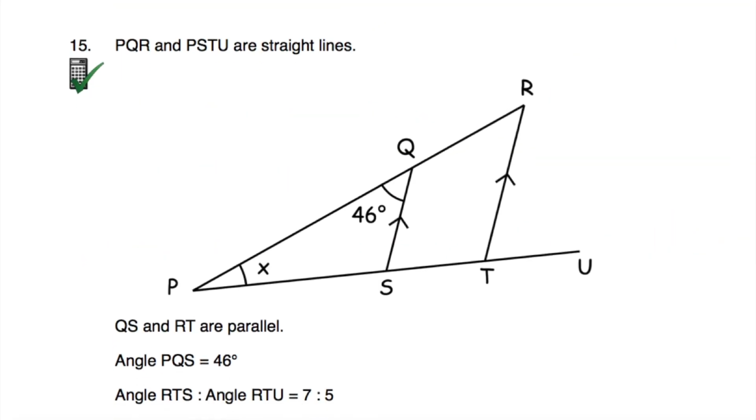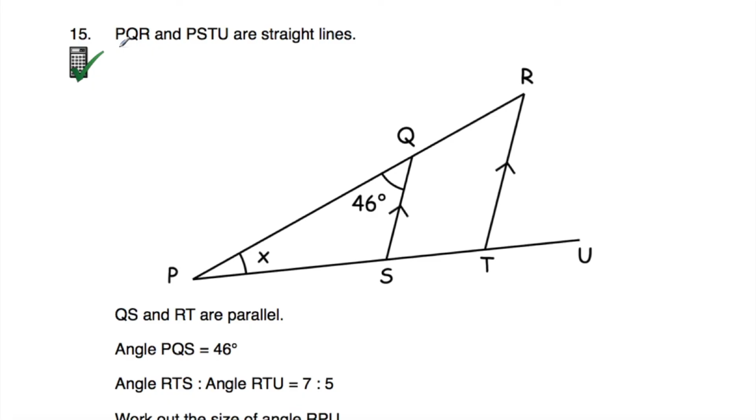Okay, so question number 15. So question number 15 says PQR and PSTU are straight lines. So that's a straight line and that's a straight line. And we're told that QS and RT are parallel, and you can see that with the arrows. And then we're told the angle PQS, labelled here, is 46 degrees.